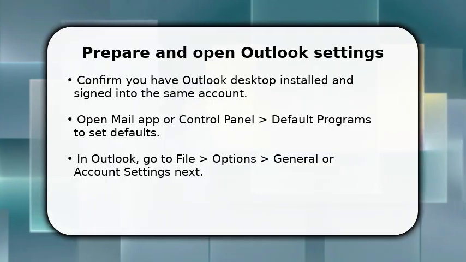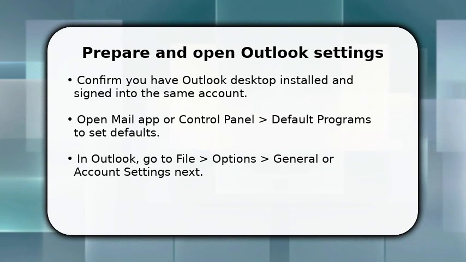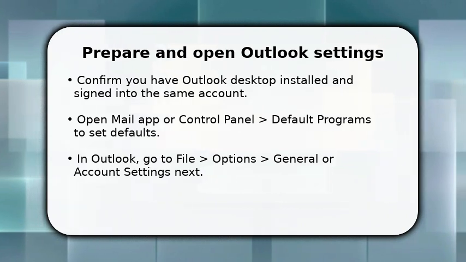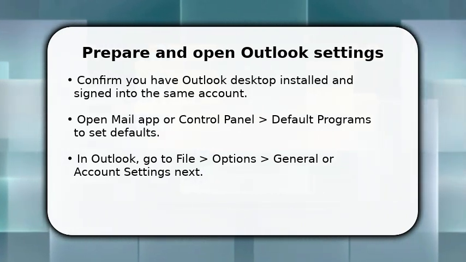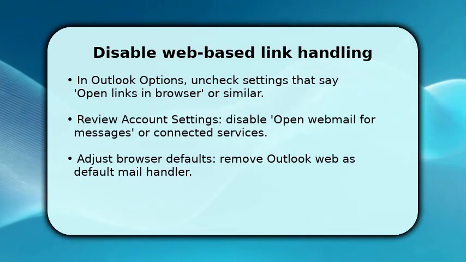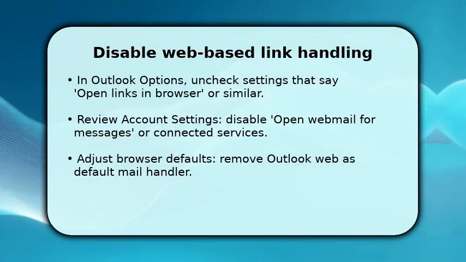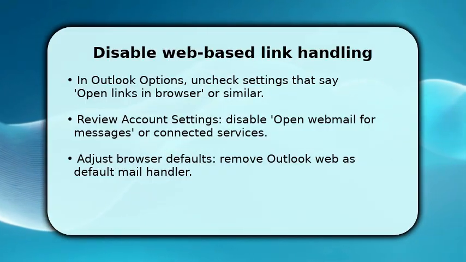Next, head into Outlook's File menu and open Options. This is where we change behavior for links and web-based handling. Now you'll stop Outlook from handing off to the browser. In File Options, look for Link or Web Settings and disable any option that sends content to Outlook on the web. Then open Account Settings and remove or reconfigure any Exchange ActiveSync or web add-ins that force WebView. Make sure installed add-ins aren't redirecting to Outlook Web App.